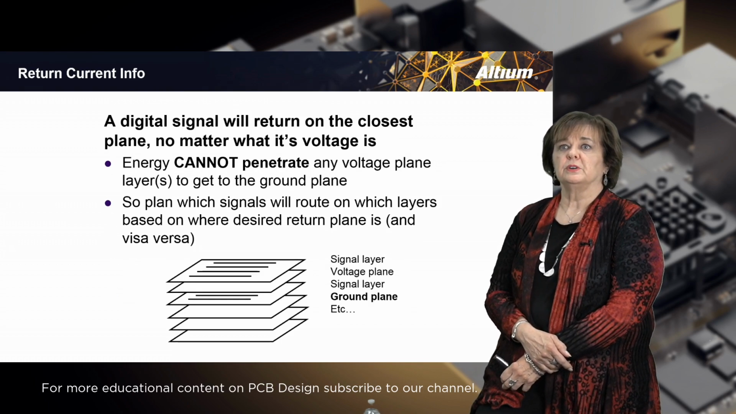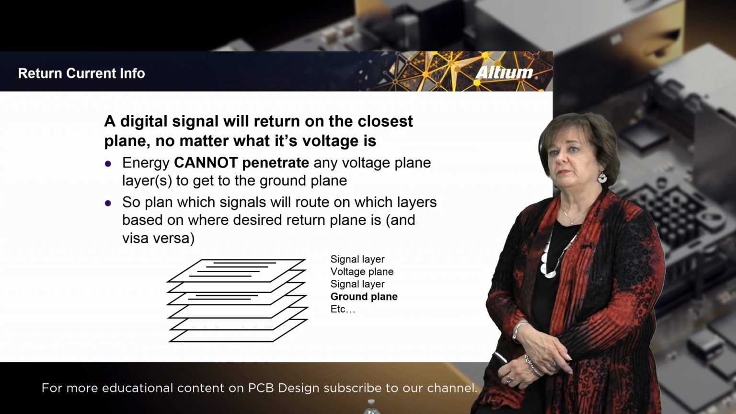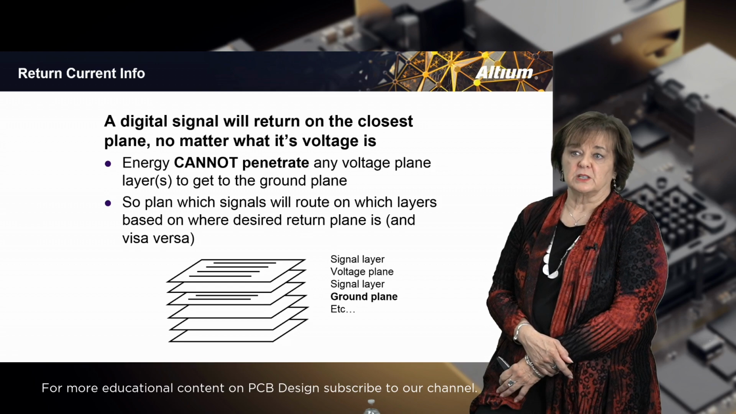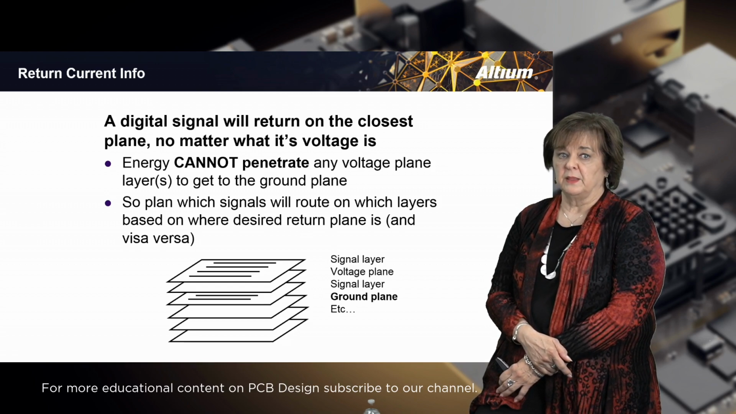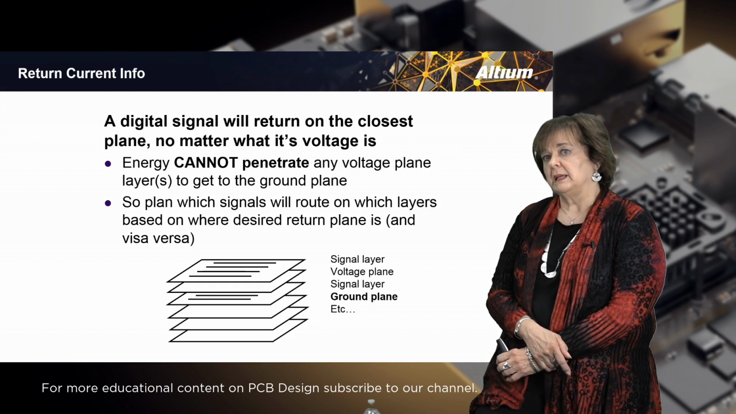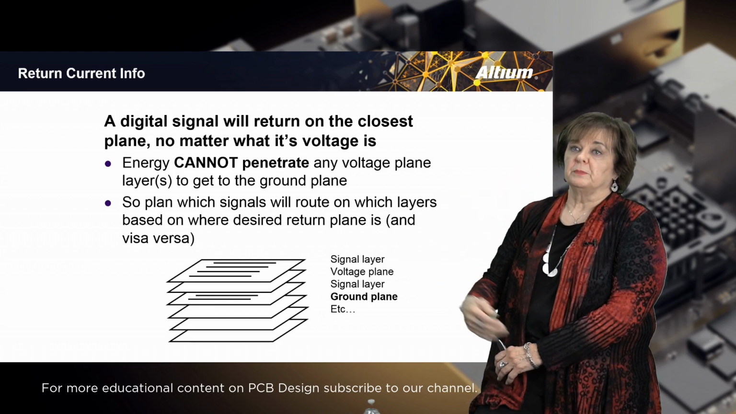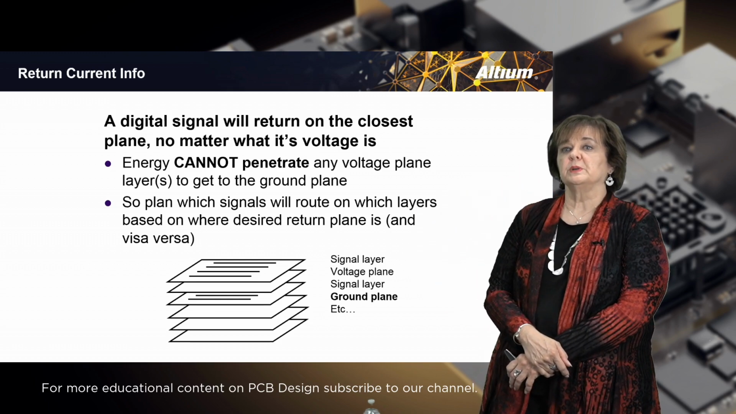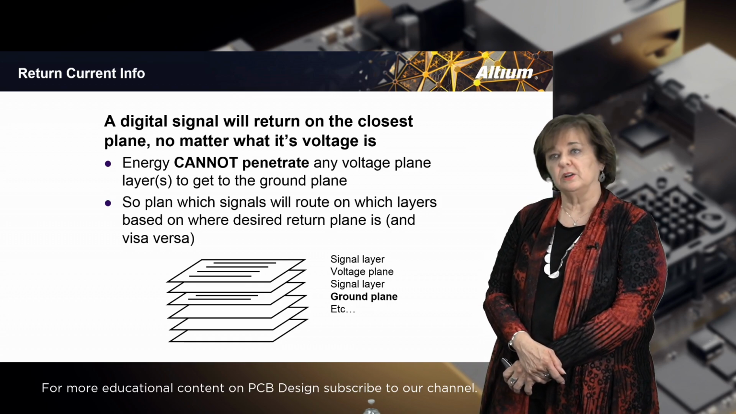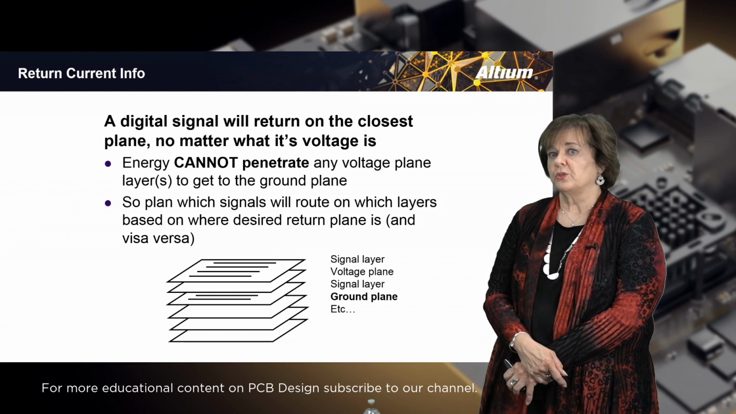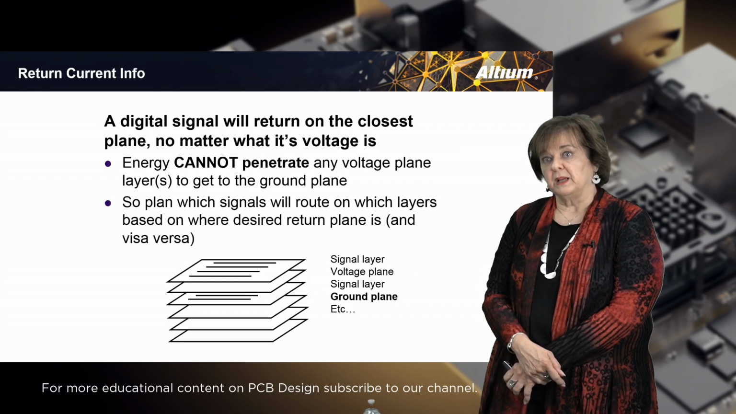The digital signal will return on the closest plane no matter what the voltage is. I mentioned earlier it will return on anything that's close copper-wise, and that could be signals or planes. But when you have a signal returning on a plane in the stackup, it's going to return on the closest one. It does not care what the voltage of that plane is. It's the easiest return path, because the energy cannot penetrate through a voltage plane to get down to the ground plane.